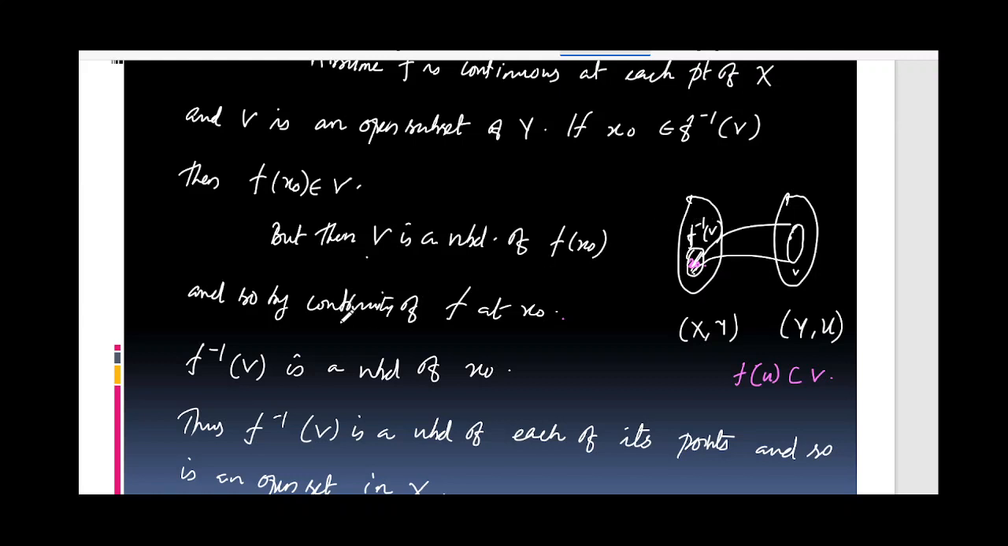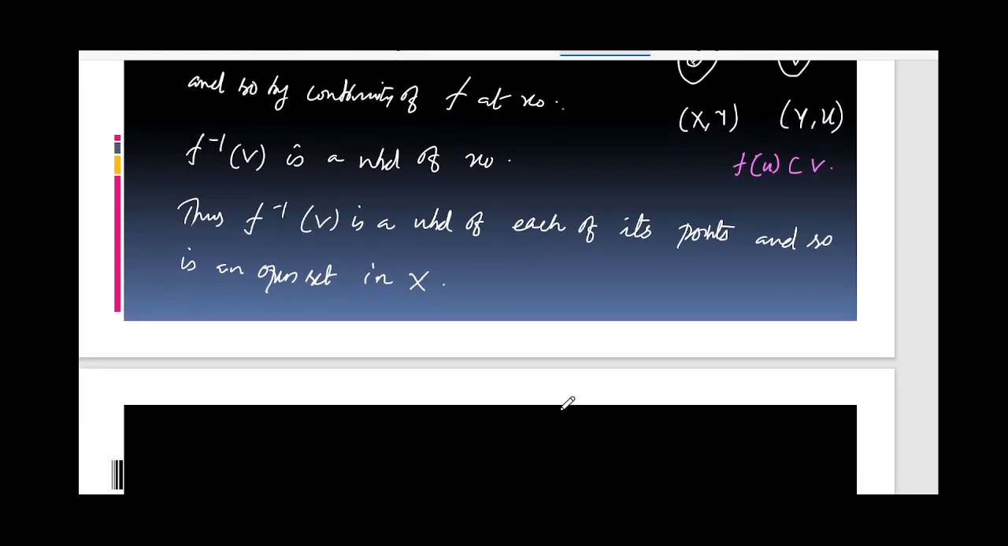So we will have this f inverse of V is a neighborhood of x naught. Thus, f inverse of V is a neighborhood of each of its points. Since we have taken x naught as an arbitrary point, this f inverse of V should be a neighborhood of each of its points. And so, it's an open set in X. So, we have proved the first part.